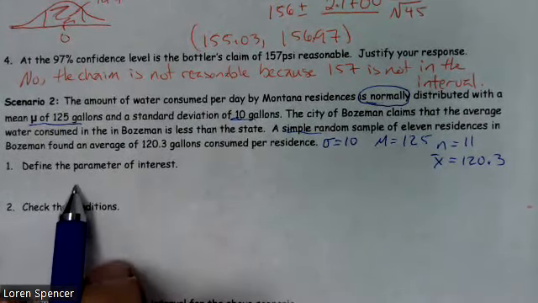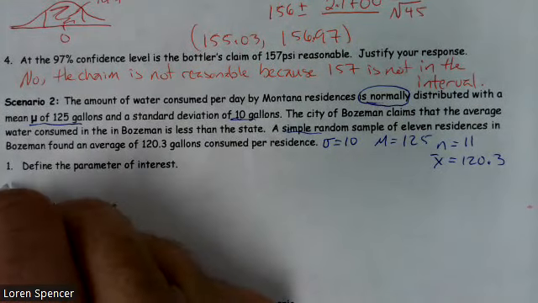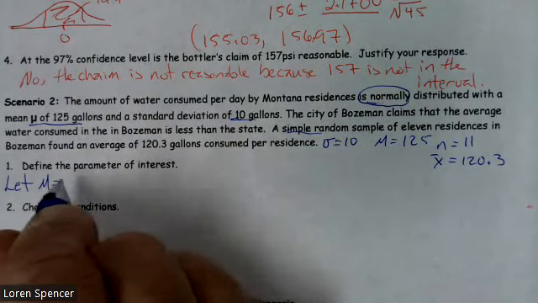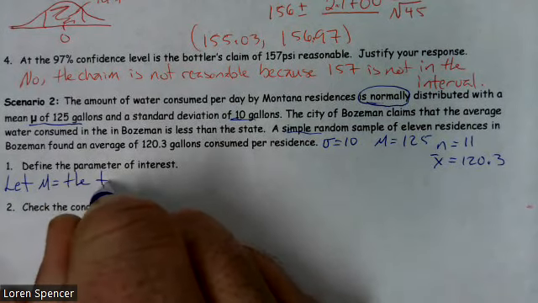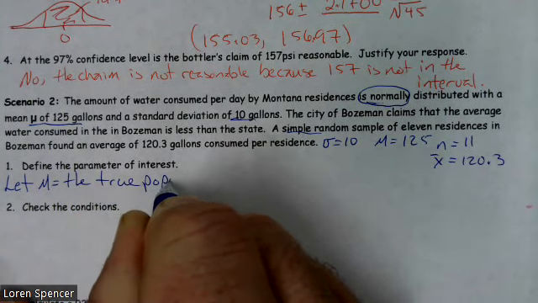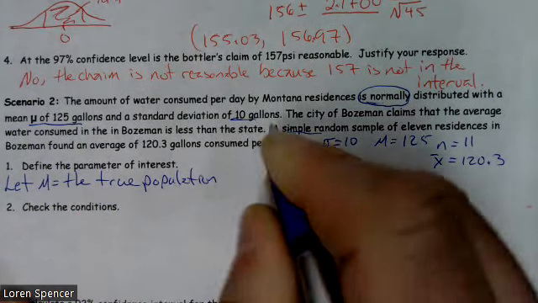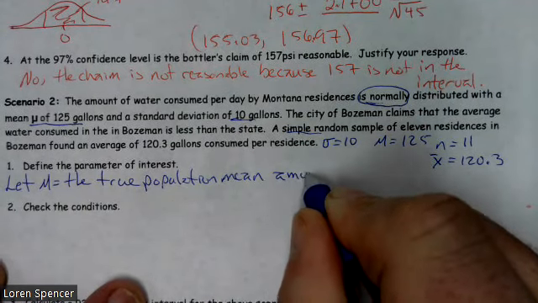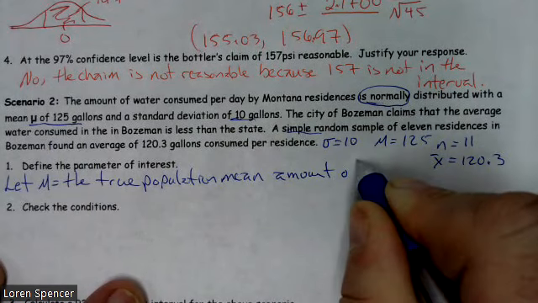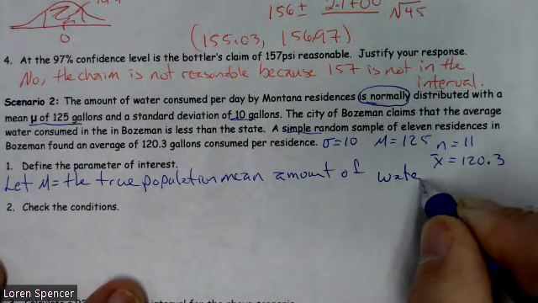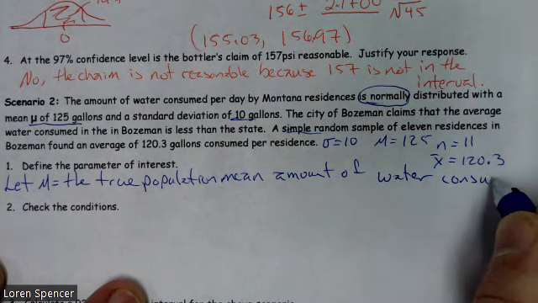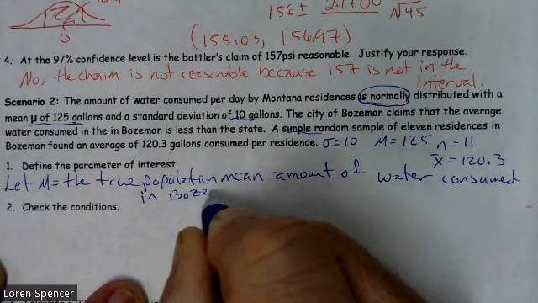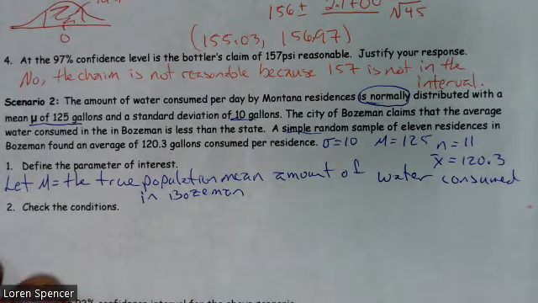Define the parameter of interest. Well, we're interested in how much water they drink in Bozeman. And it's always going to be let mu equal the true population mean amount of water consumed, in this case, in Bozeman. We're not talking about the entire state.